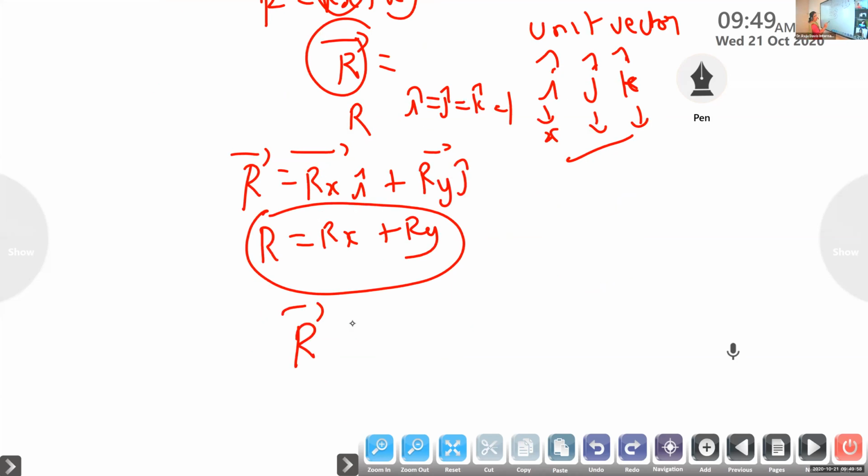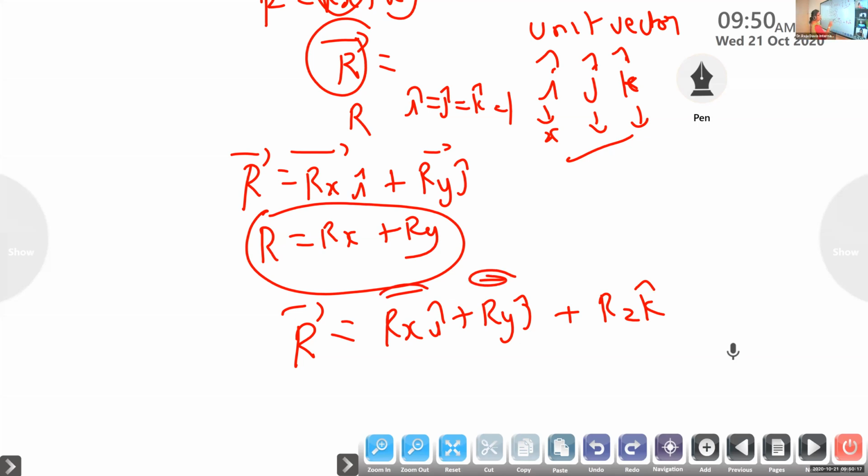Similarly, if vector R is resolved into three components, then you will write vector R is equal to Rx i plus Ry j plus Rz k. Sometimes since this cap is used, we don't have to use the vector sign. We can just write Rx i plus Ry j plus Rz k. Then its magnitude will be Rx plus Ry plus Rz because I, J, K are equal to 1. Okay, children, this is how we resolve the components.